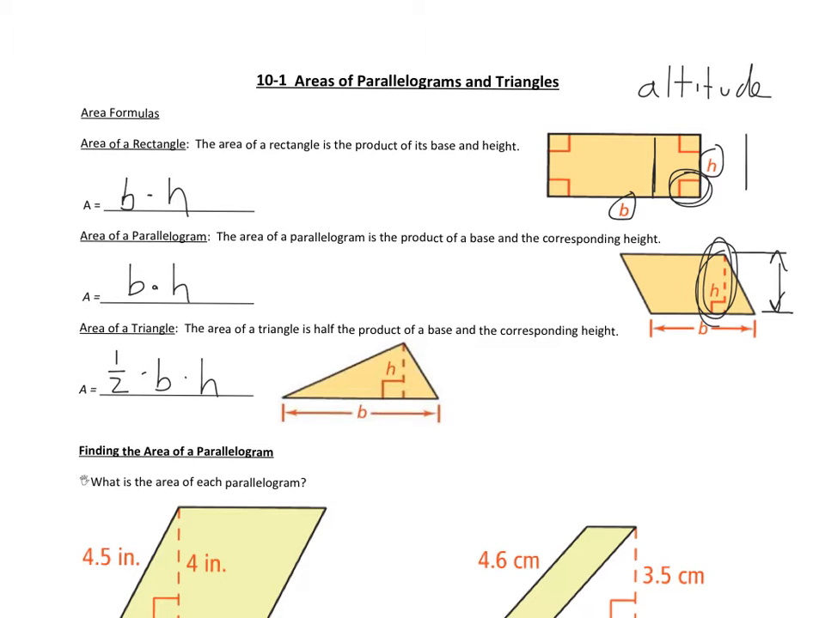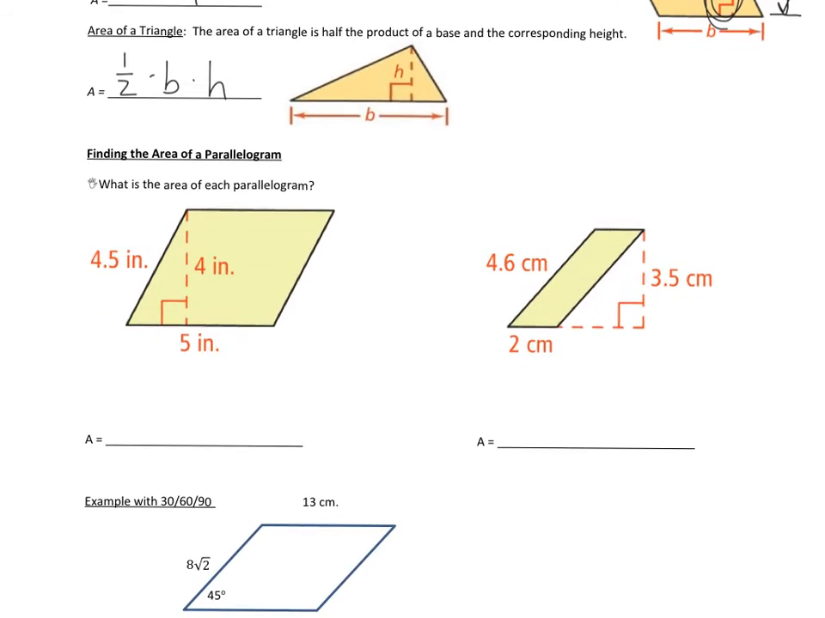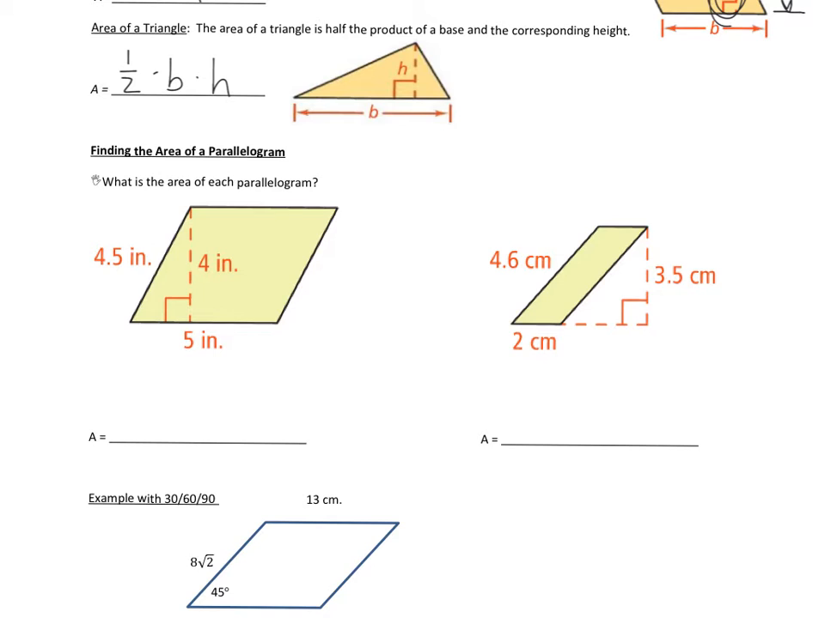Okay, so let's look at some examples. Very basic examples. For this first one, this is very easy. We know that this is a parallelogram, and so the area is just going to be base times height. Sometimes when you get some more complicated ones, it's better to actually write out the formula so you know what you're filling in.